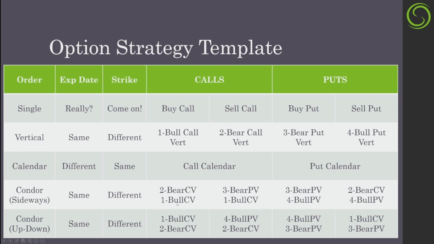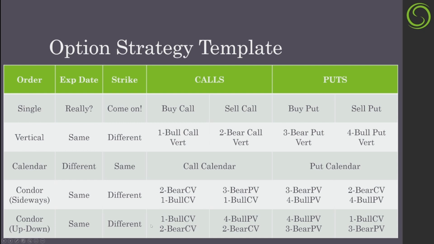The sideways condor is going to be constructed by using a bull vertical on the lower leg and a bear vertical on the upper leg. And then for the condor where you want the stock to go up or down, you just reverse the bull and bear verticals. You want the bull vertical to be on top and the bear vertical to be on bottom.